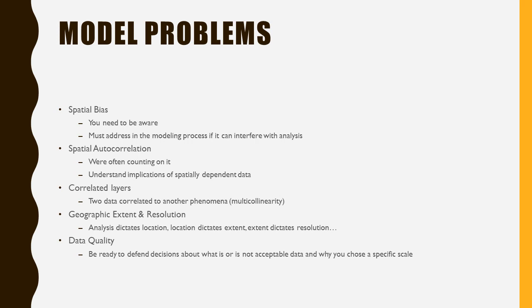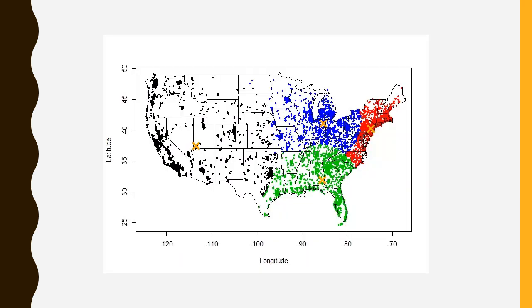And lastly, of course, data quality. You need to be ready to defend decisions about what you say is acceptable or non-acceptable data. Simply saying it was the first data I found is not good enough. In a professional setting, if someone asks you why you didn't use better data or different data, you need to be able to answer those questions. So here are some examples we're going to look at of some data.